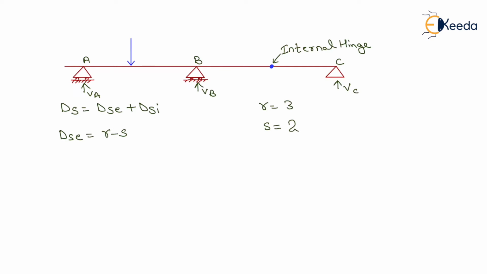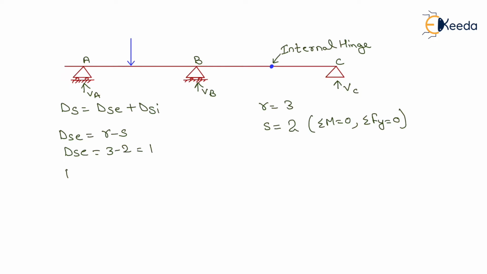Because of vertical loading we will take only two equilibrium conditions, that is moment about any point in this beam is equal to 0 and summation of all the forces in the vertical direction is equal to 0. We are not taking the horizontal equilibrium condition here because no horizontal force is acting on this beam. So the external static indeterminacy, putting the values of R and S, will be 3 minus 2, which is equal to 1.